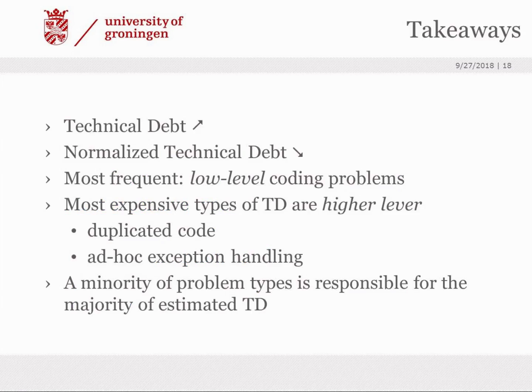So the takeaways of that study are that technical debt tends to increase over time for the majority of the projects. The normalized technical debt tends to decrease over time. The most frequent problems are low-level coding problems, and the most expensive are duplicated blocks of code and ad hoc exception handling. Maybe for the exception handling, one reason is that the exception handlers that Java uses are difficult or limited.